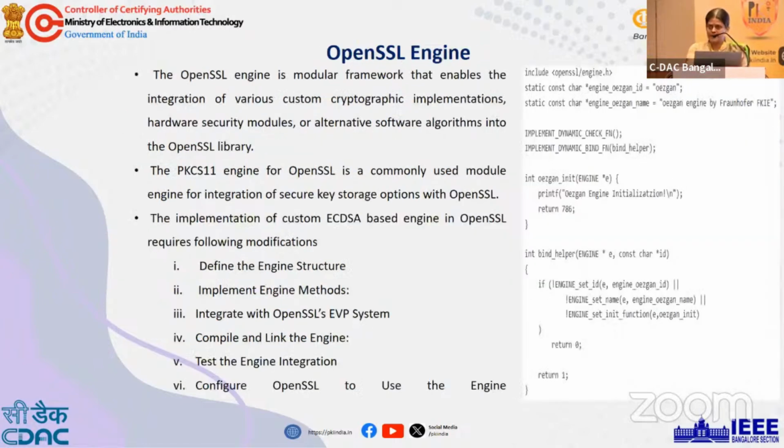The next is your OpenSSL engine. The OpenSSL engine is a modular framework that enables the integration of various custom crypto implementations for hardware security modules or alternative software algorithms into the OpenSSL library. The Public Key Cryptography Standard, PKCS 11, is one of the most used OpenSSL engines for module integration of secure key storage options with OpenSSL. The implementation of a custom ECDSA-based engine in OpenSSL requires an engine structure, as defined on the right hand part of the slide. With this structure you define your engine, test your implementation, compile it and load it, and you can then interface it or call it from OpenSSL.